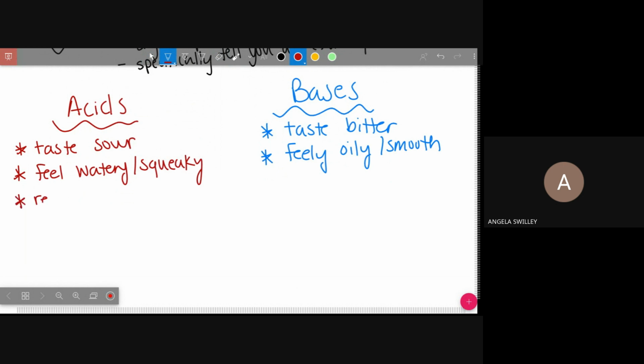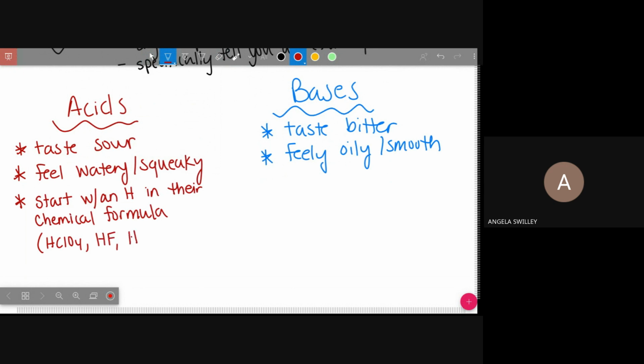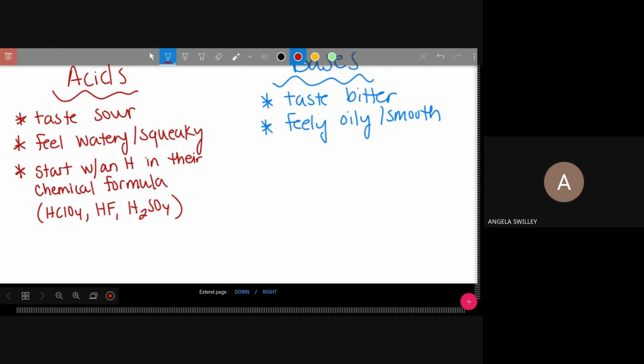Acids start with an H in their chemical formula. For example, HClO4, HF, H2SO4. These are examples of acids, and they all start with H. So that is kind of a clue that you can use. They all start with hydrogen. You can use that clue to help you determine if something is acidic or basic from their formula.